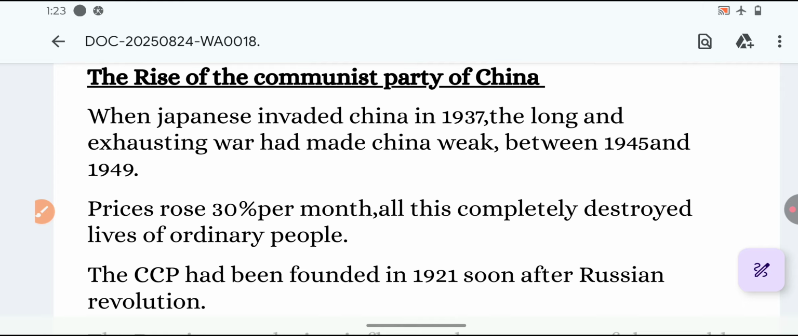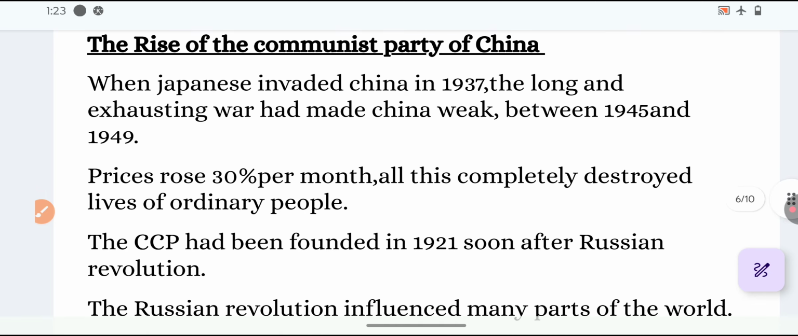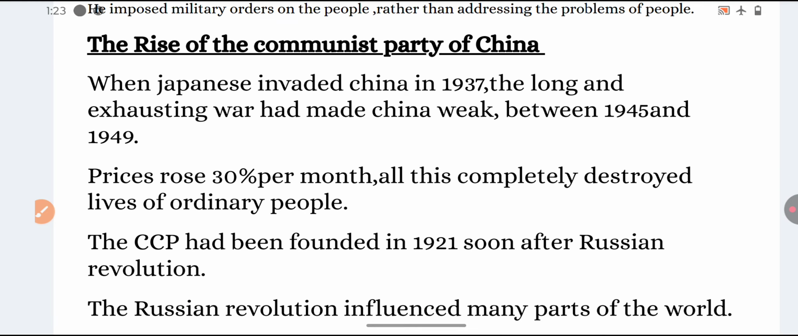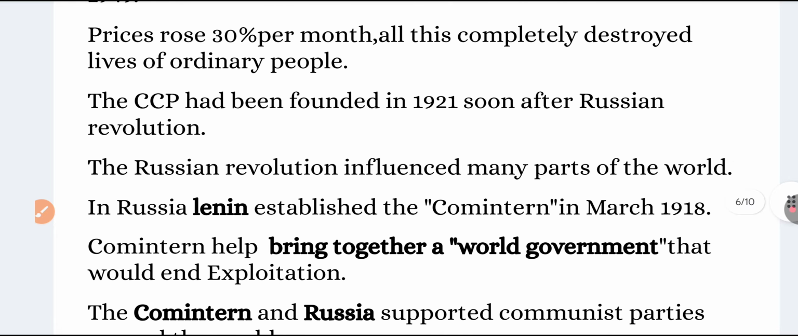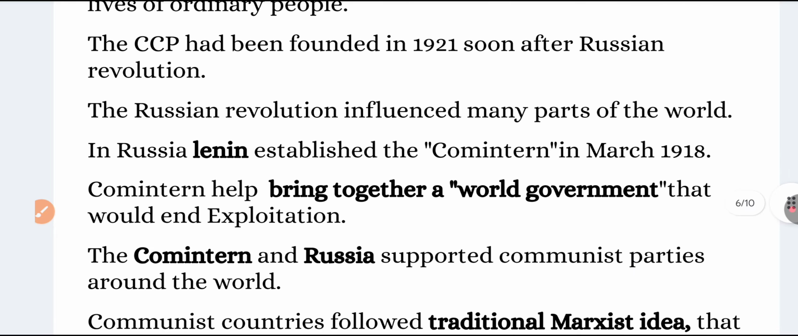China was weak between 1945 and 1949. At this time in China, the prices of goods increased 30% per month. All the Chinese people's lives were destroyed. Ordinary people suffered so much. So in China, the CCP party is there. The CCP party was formed in 1921 after the Russian Revolution.